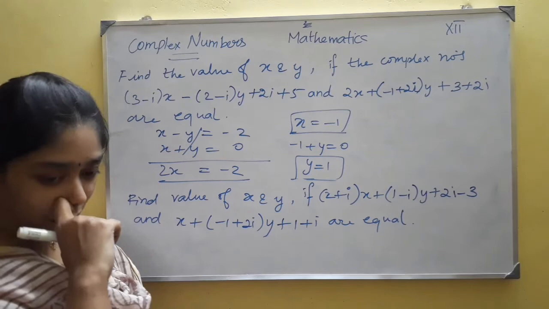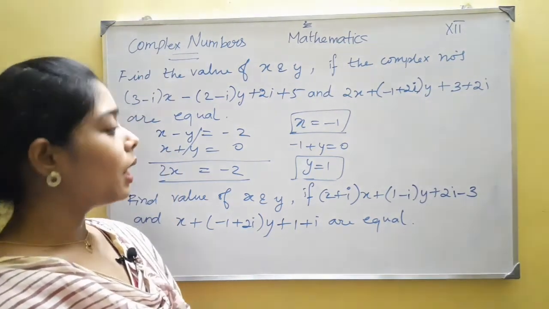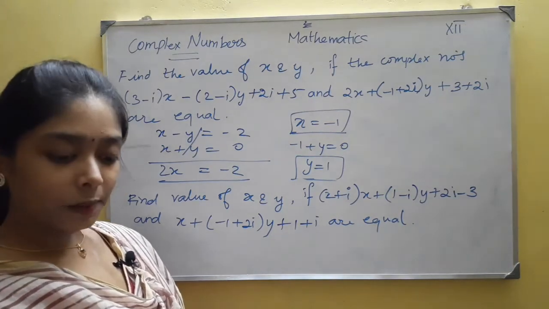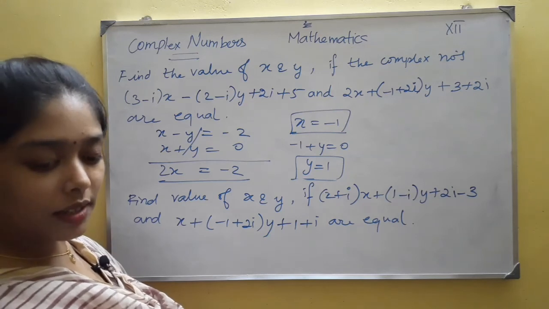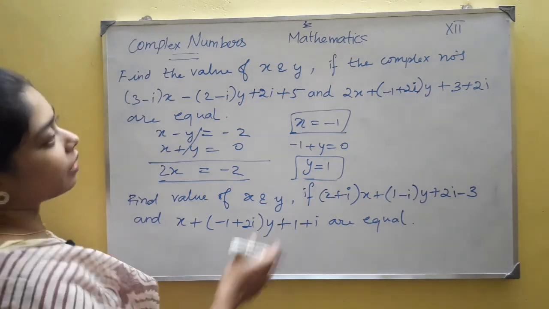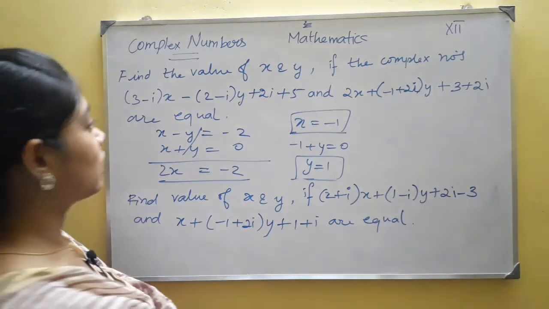Okay, this is given. Find the value of x and y if (2 plus i) into x plus (1 minus i) into y plus 2i minus 3 and x plus (-1 plus 2i) into y plus 1 plus i are equal. This is the information given to you, the same way as the previous problem. You can do it. Do it as homework.